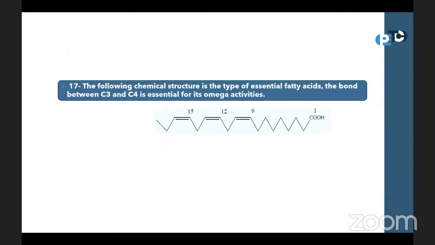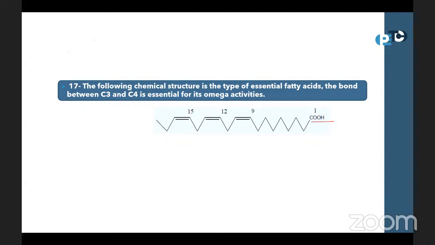The following chemical structure is a type of essential fatty acid, and the bond between carbon number 3 and carbon number 4 is essential for its omega activity. This is a fatty acid: a carboxylic group with a long chain hydrocarbon. So we call it a fatty acid.